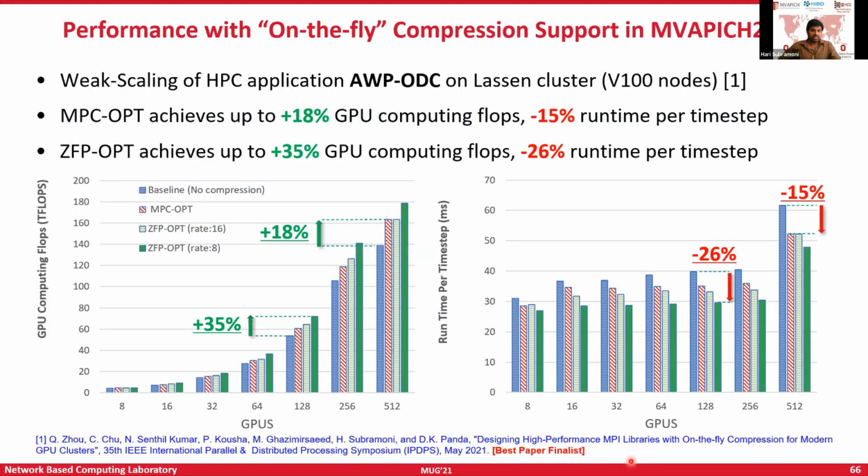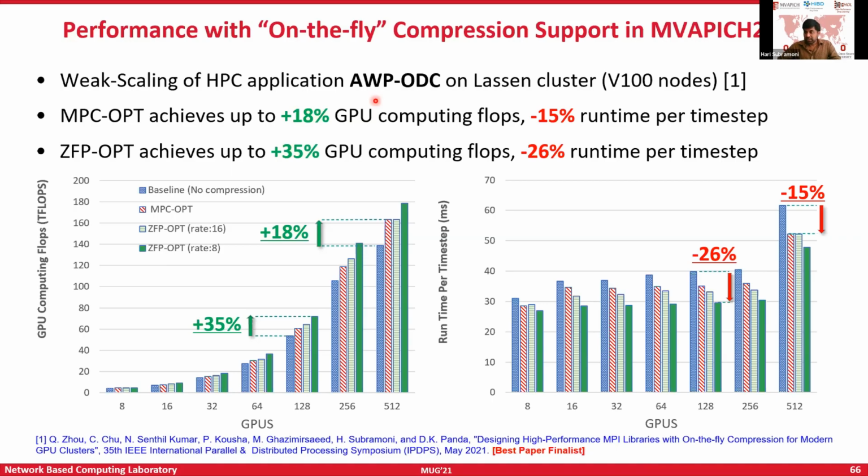So the big deal here is that by doing all of this, we are able to significantly improve the performance of real scientific applications like AWP-ODC. Now, AWP-ODC won the NVIDIA Innovation Award several years ago for their innovative work on NVIDIA GPUs. It is an earthquake simulation application.